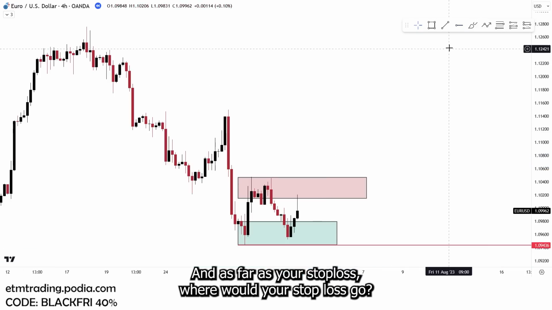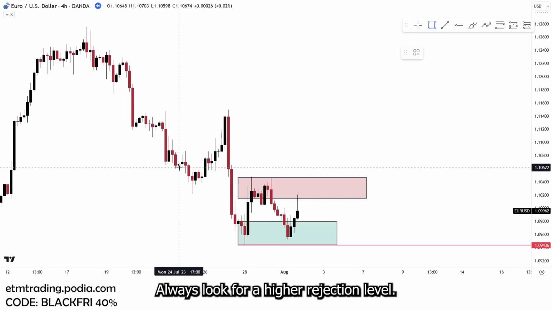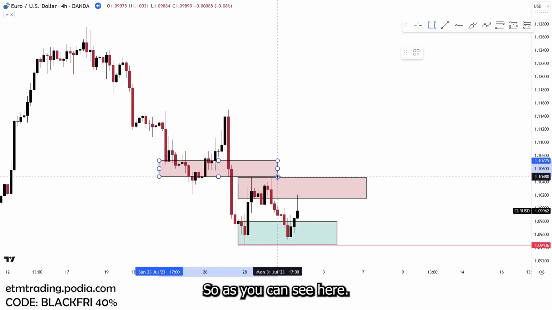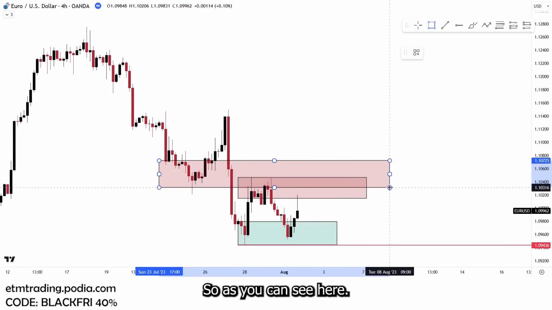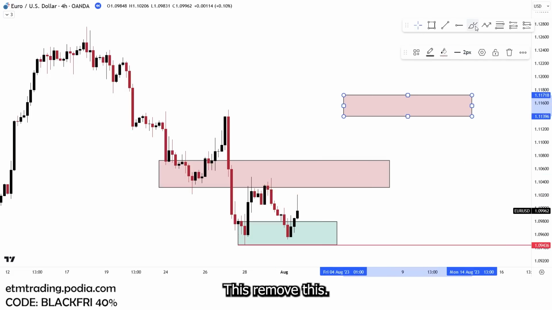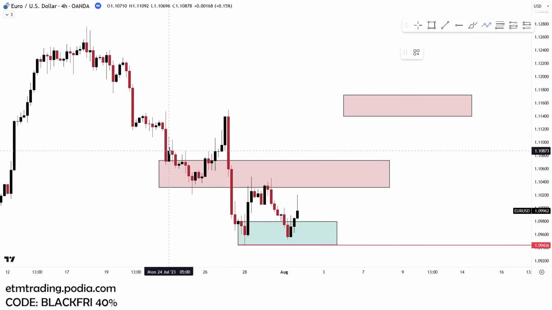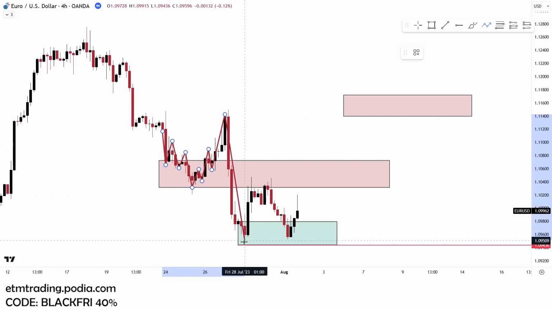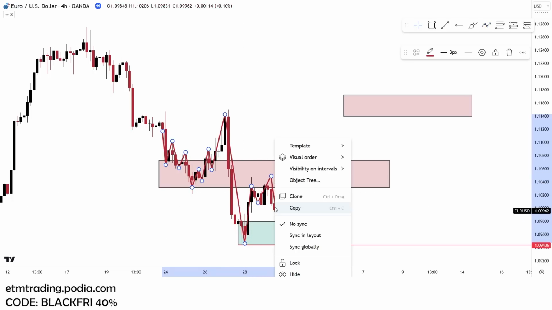And as far as your stop loss, where would your stop loss go? Always look for a high rejection level. So as you can see here, what happened? Let's remove this. Price came up to this level once, rejected, came in this level again, came out. Again, rejection prior to a breakout, expands, break structure, and rejects off this level again. So this is a high rejection level. So you will put your stop loss right above this level.